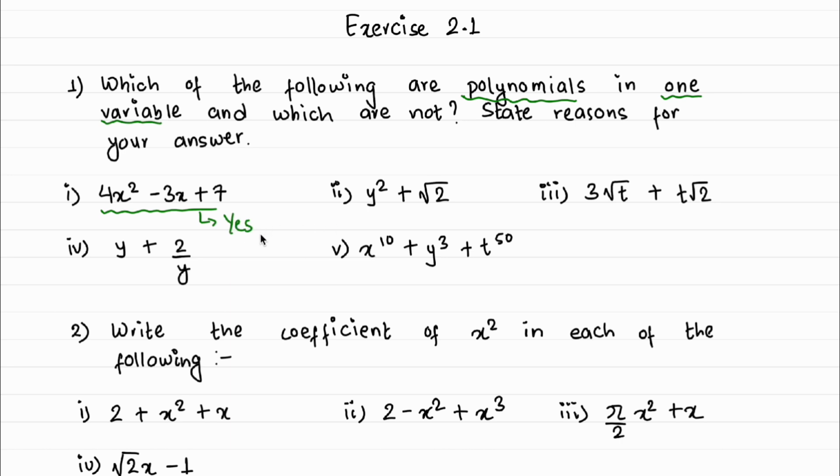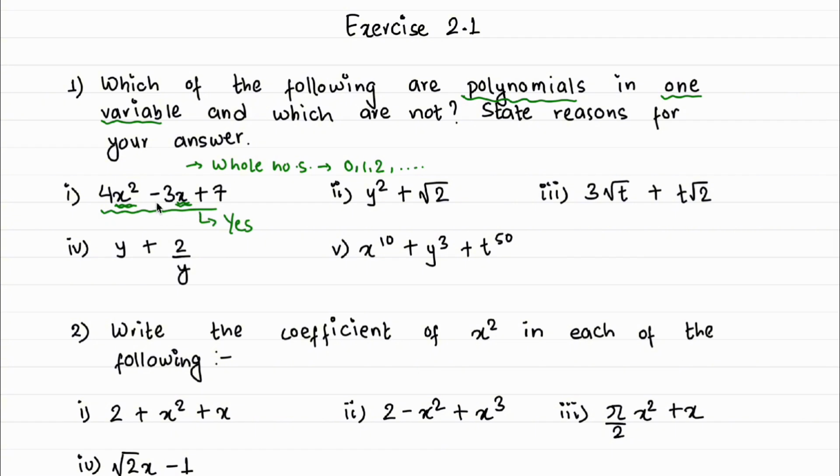Now the question is why and how do I know this one is a polynomial? The way to check whether an algebraic expression is a polynomial or not is you check the power of these variables, or these alphabets. And if the power of these variables are whole numbers, then they are polynomials. So whole numbers are numbers starting from 0. So we have 0, 1, 2 and all the integers.